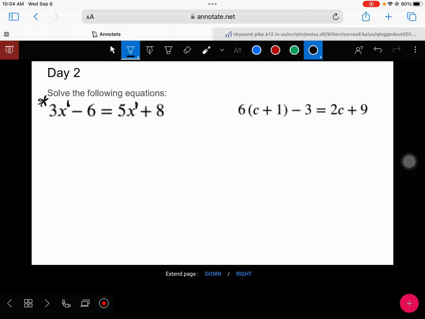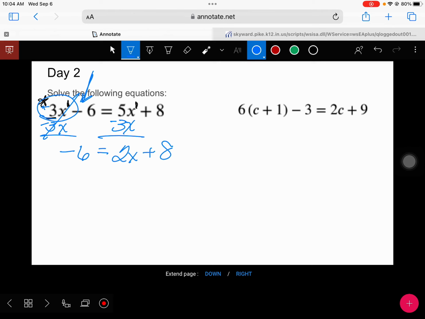Do I need to combine any like terms on the same side of the equal sign right now? No. So now I'm going to move the smaller of my variable terms to the other side. So I'm going to move this 3x to the other side. It is a positive 3x, so I will subtract it and subtract it over here. Those cancel out. Do not forget the sign in front of the numbers. So this is negative 6 equals 2x plus 8.